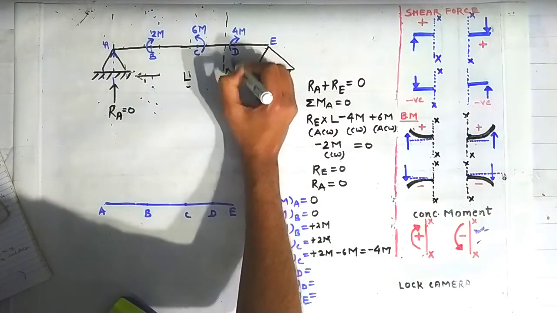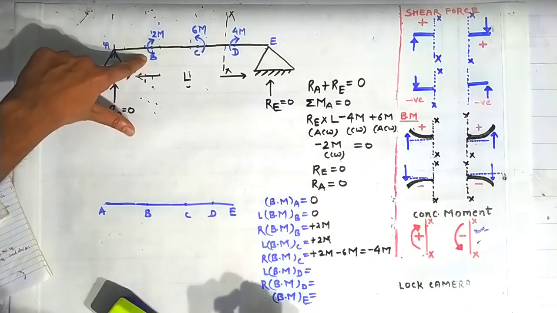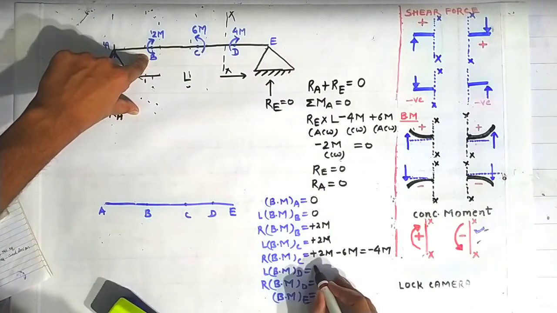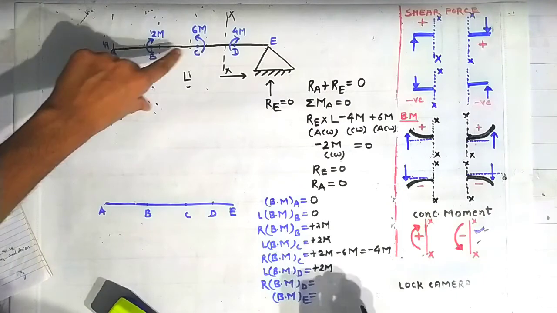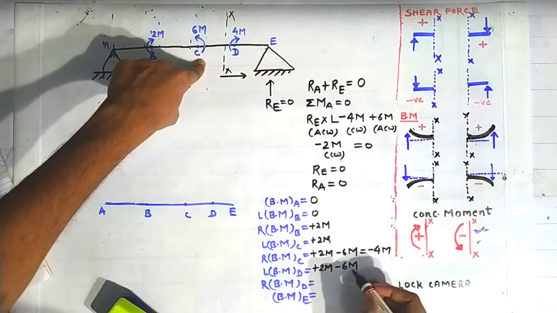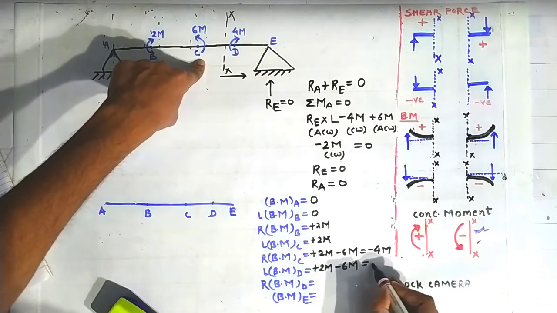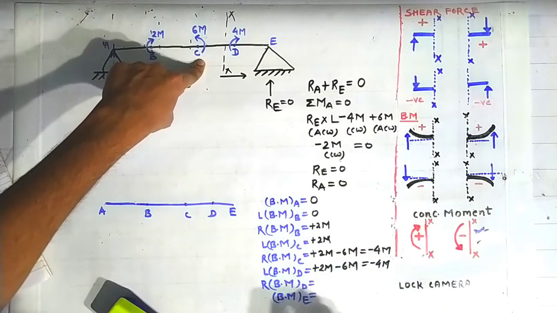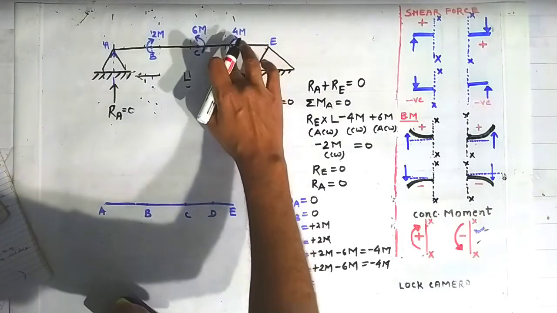Now bending moment on the left side of the point D we will calculate by constructing a section here on the left side of the point D. When we calculate, because of this concentrated moment, there will be a moment of plus 2m, and because of this concentrated moment there will be a bending moment of minus 6m, and it will again give us minus 4m.